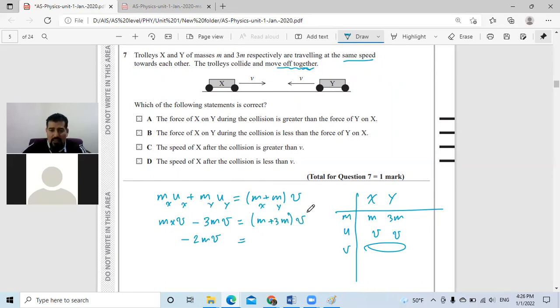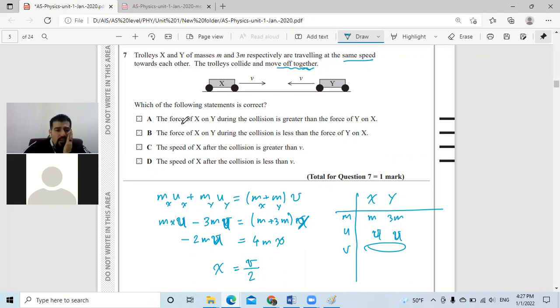This is the final speed. Let's write u here so we will not get confused. This is u. This is u. Or you can write it v and this write x. So here it's 4mx. So divide by 4m, divide by 4m, x equals v or u divided by 2.